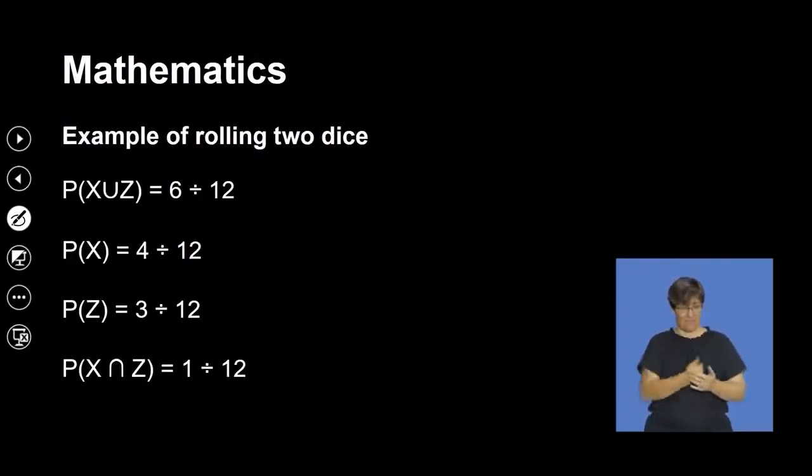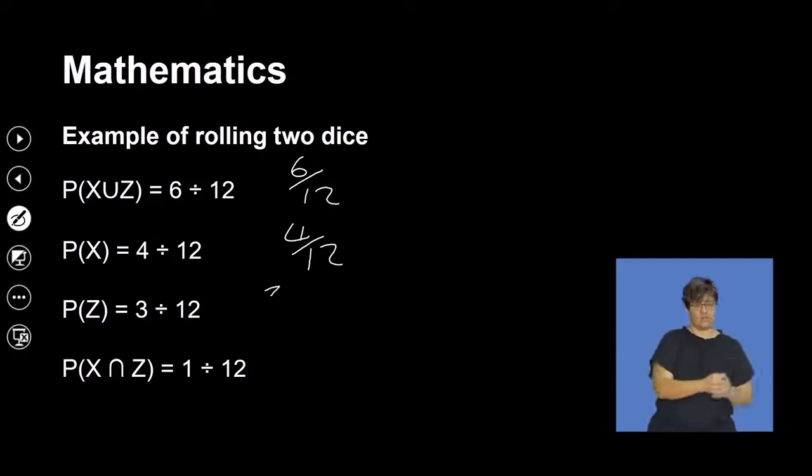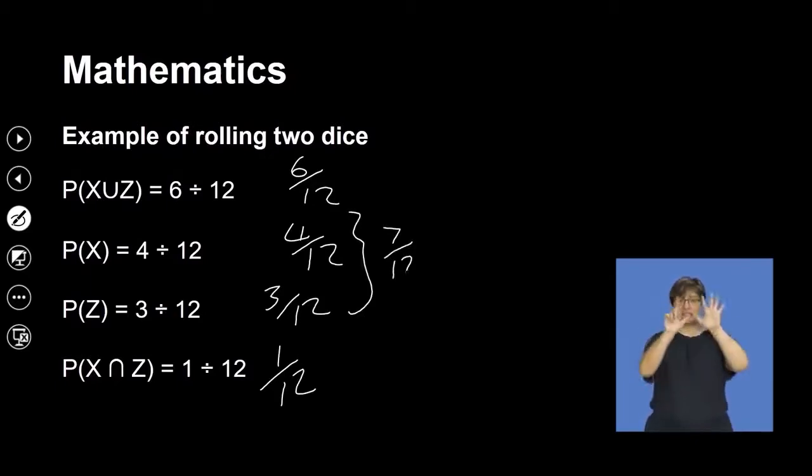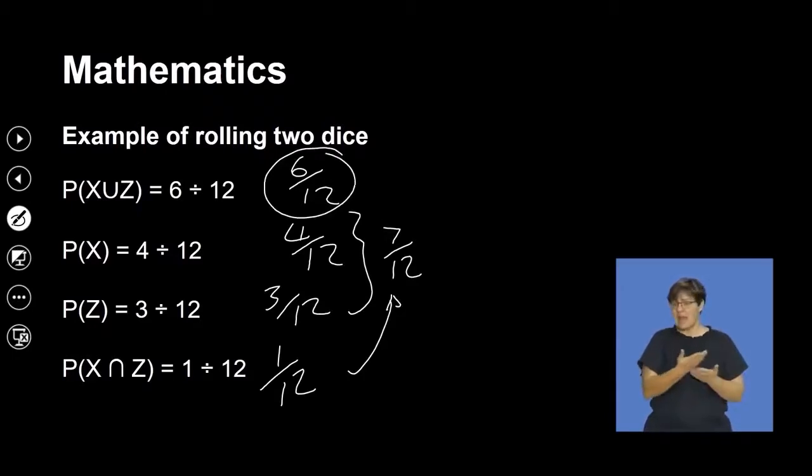And so as I've got it here, you can recognize that this was 6 out of 12, this was 4 out of 12, this was 3 out of 12, and in the intersection we've got 1 out of 12. Now if you add these two together, you get 7 out of 12, and can you see there's 1 out of 12 here? So what happens if I subtract that 1 out of 12? Well, then we get to 6 out of 12. And that's exactly what we're going to do.